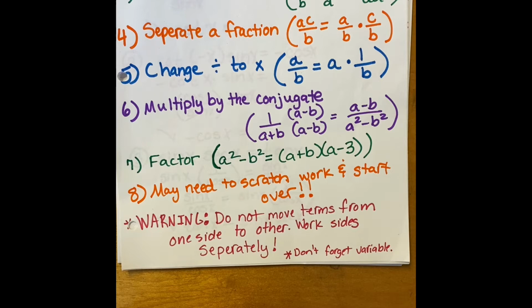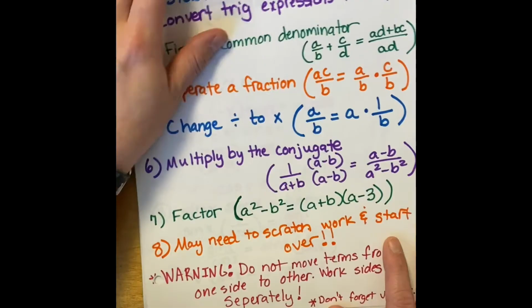My warnings were to be sure you don't move things from one side to the other, because we're trying to prove that these things are equal. We don't know it yet. And don't forget the variable when you're using your trig functions. So let's do some examples.